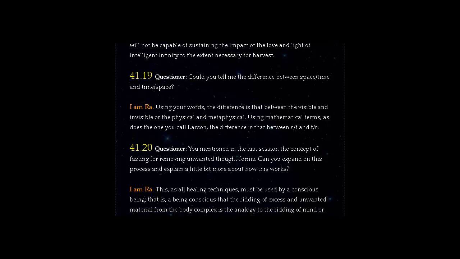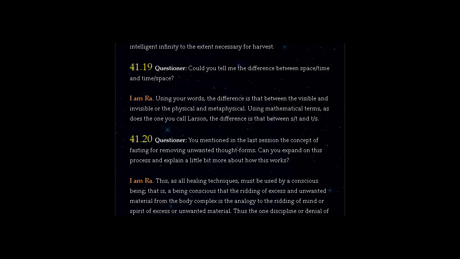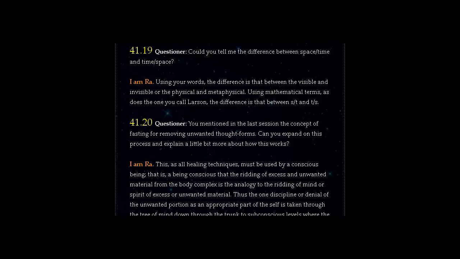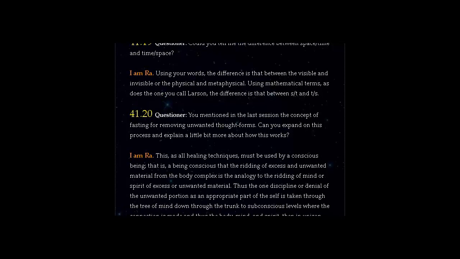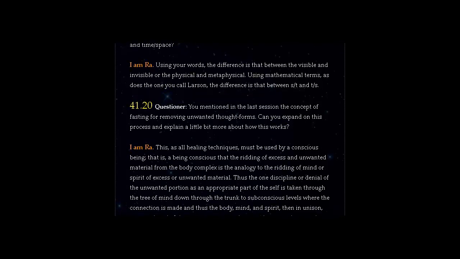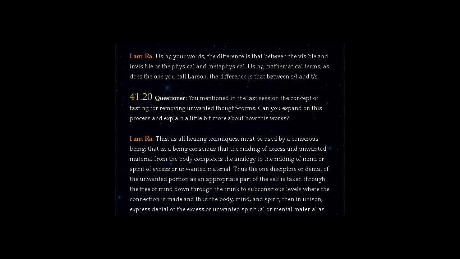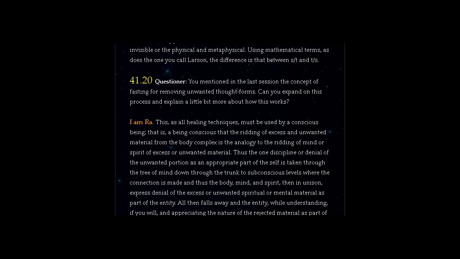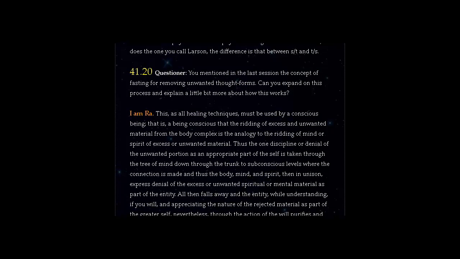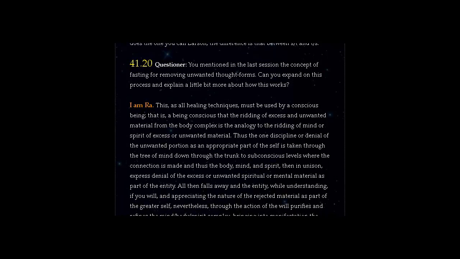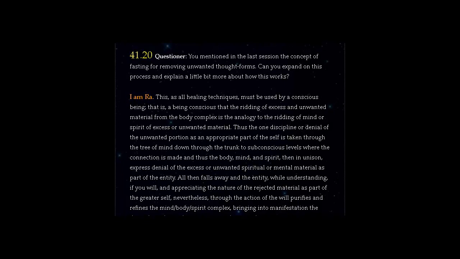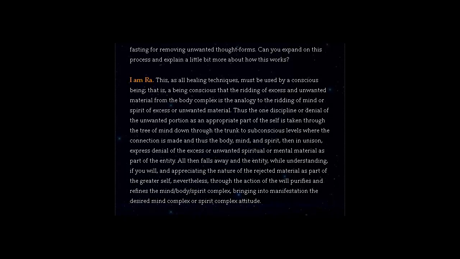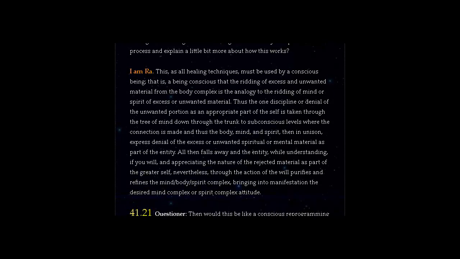Question 41.20. Questioner: You mentioned in the last session the concept of fasting for removing unwanted thought forms. Can you expand on this process and explain a little bit more about how this works? Answer: I am Ra. This, as all healing techniques must be used by a conscious being, that is, a being conscious that the ridding of excess and unwanted material from the body complex is the analogy to the ridding of mind or spirit of excess or unwanted material. Thus the one discipline or denial of the unwanted portion as an appropriate part of the self is taken through the tree of mind down through the trunk to subconscious levels where the connection is made, and thus the body, mind and spirit then in unison express the denial of the excess or unwanted spiritual or mental material as part of the entity.